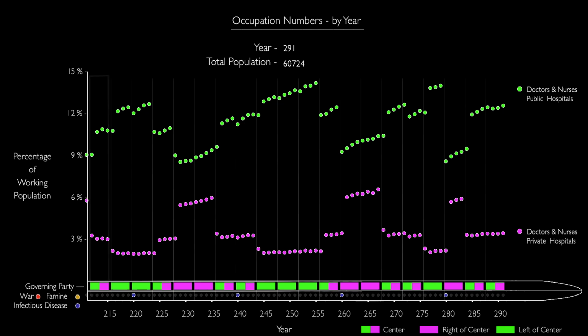We can see that when the centre political party is in office, their funding level for hospitals results in about an 11% employment rate for public doctors and nurses, and a 3% rate for private doctors and nurses. Then, when the left of centre party gains office, the number of private hospital doctors and nurses reduces to about 2%, and the number of public hospital doctors and nurses increases to about 13%. And then when the right of centre party gains office, the number of public hospital staff reduces to about 9%, and the private hospital staff rises to 6%. And we see this same basic pattern occurring throughout the century as political parties win and lose elections.